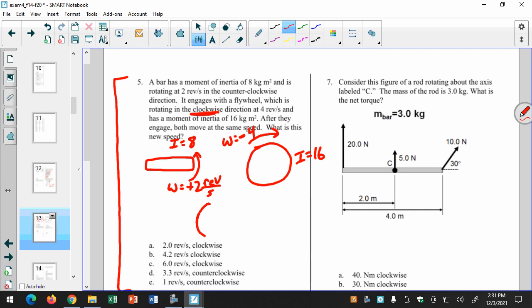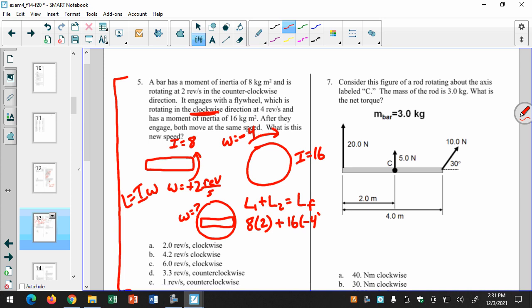And then they come together, and they're both rotating at some rate. So I say L1 plus L2 equals L final. L1 is 8 times 2. Remember, L is equal to I omega. So 8 times 2 plus 16 times -4 equals 16 plus 8. They stick together, so they have the sum of their moments of inertia times omega final. And that's what I'm solving.